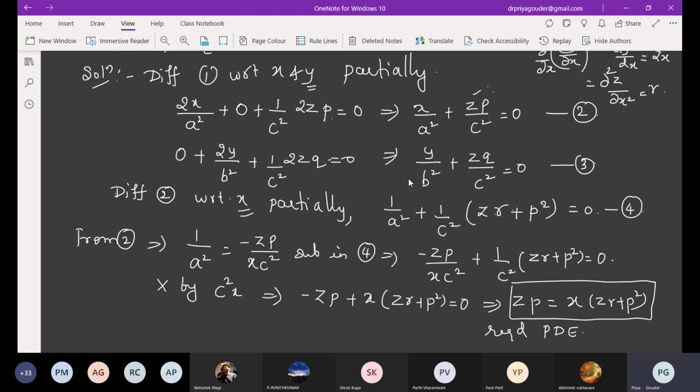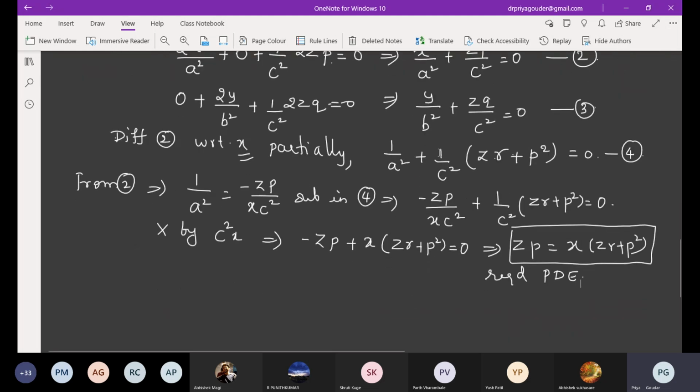This is not the only way. The same thing you can take equation 3, differentiate with respect to y, find the value of 1 by b square from equation 3 and substitute in the other equation and get rid of c square. That is also one more way. But no need to do it here. Remember we want only one PDE. So that much is enough. The only care you have to take is that it should be free from a, b, c. So if the number of arbitrary constants is more than 2, which order derivative do we have to go till? Second order. Okay.